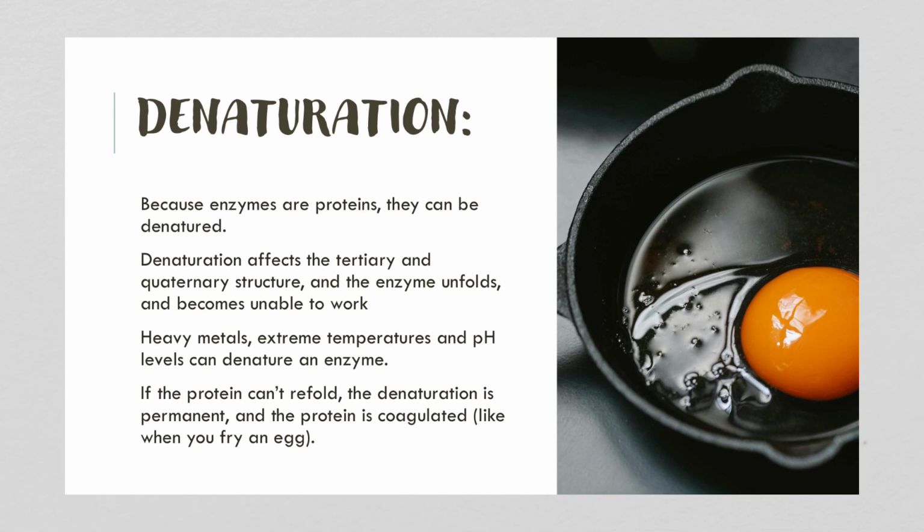So heavy metals can do that. Extreme temperatures, especially high temperatures, and then extreme pH levels can denature enzymes or proteins. If the protein can't refold, the denaturation is permanent, and then the protein will be said to be coagulated, kind of like when you fry an egg. You coagulate the proteins within the egg, and you can't uncook the egg.